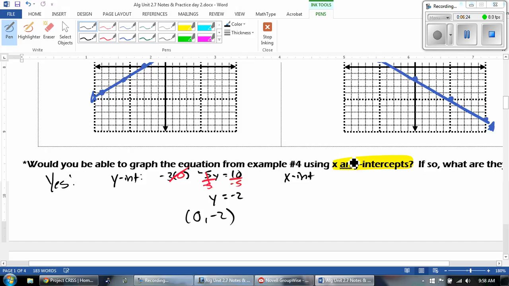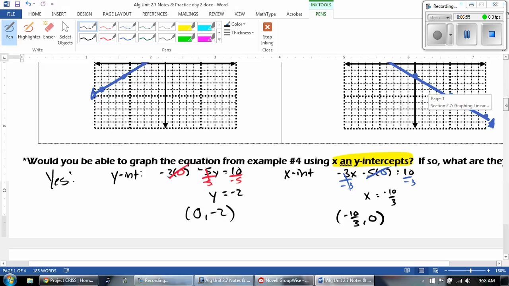When we find the x-intercept, that is when y equals 0. So y would be 0. I would divide by negative 3, and it looks kind of crazy. So x equals negative 10 over 3. That would be the point (negative 10 over 3, 0). So we could have done that, it just doesn't always work out pretty.